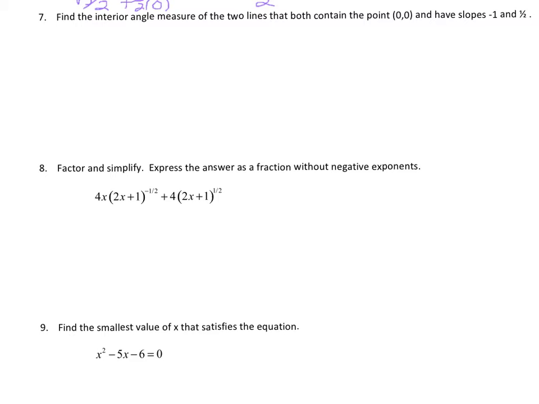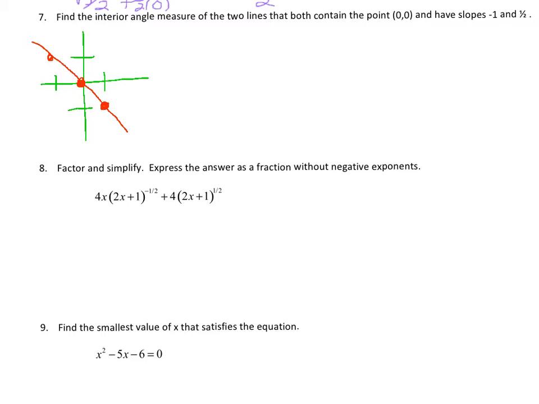In number 7, we want to find the interior angle measure of the two lines that both contain the point 0, 0 and have slopes of -1 and 1/2. So let's go ahead and draw a picture of what this would look like. So if I had a slope of -1, I would have a line that starts at 0, 0, and we go down 1 and over 1. Or we could go up 1 and over 1. So we have the following line.